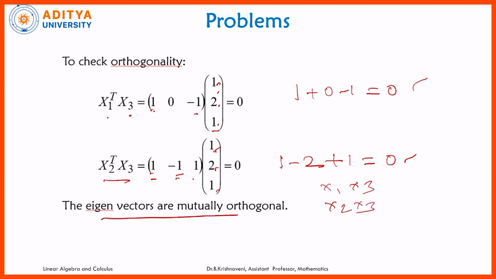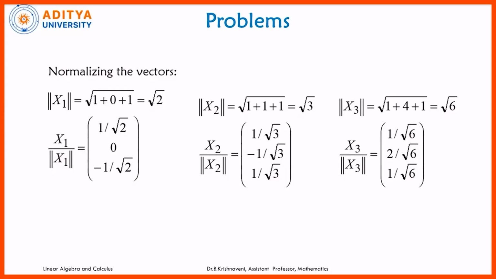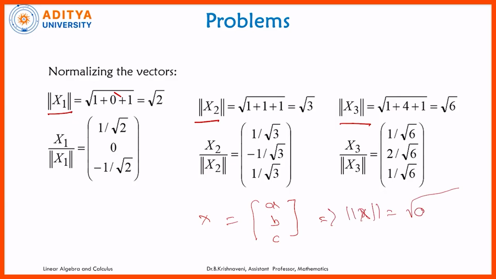Therefore, we can say that all the 3 are mutually orthogonal, that is, the eigenvectors are mutually orthogonal. Hence, we can find out the normalized form of those vectors. In order to do that, first of all find out the norm of each vector. So, we all know that if x is equal to a, b, c, the norm of that vector is: norm x is equal to root of a square plus b square plus c square. So, let us calculate the norm of each vector.